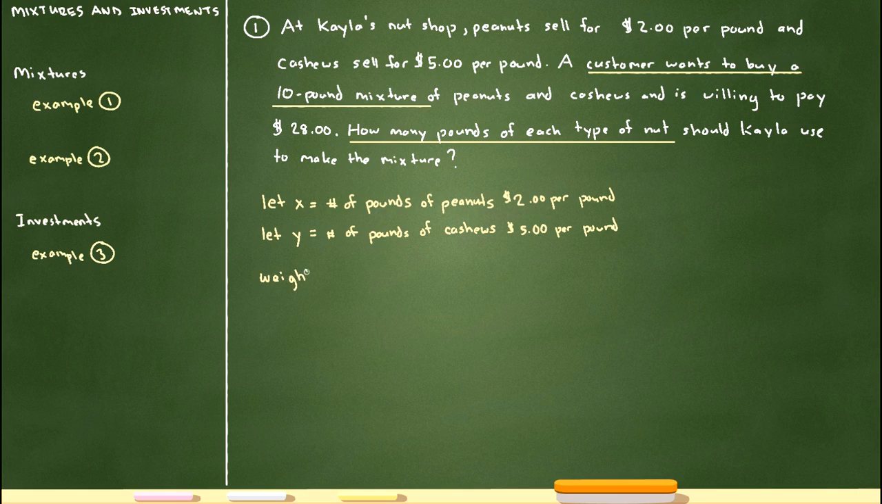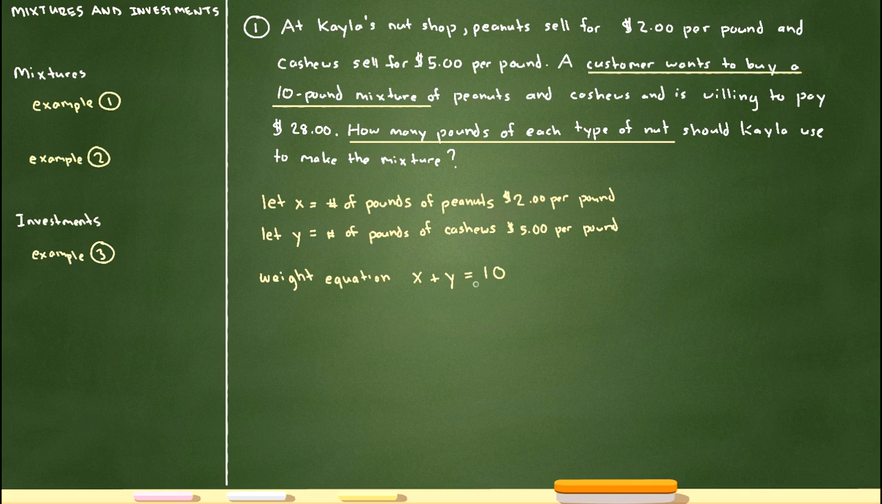Let me actually give it a name. We could write down a weight equation, right? The equation dealing with weight. Since x is in pounds and y is in pounds, we could say, well, x plus y, right? x pounds plus y pounds should equal, now what do we want? We want 10 pounds. So x plus y should equal 10. That sounds good. That's a nice piece of information.